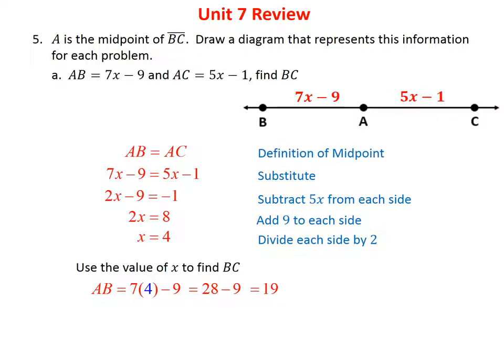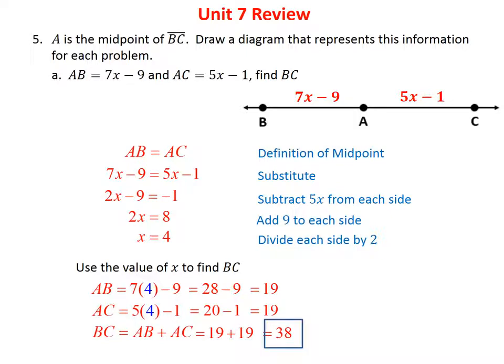We could at this point recognize that AC is also 19 and add them together, but just to check that we did our math right, I'm going to put in AC as well, and now they're both 19, so I know I did this problem right. If you're doing this problem on a test and they're not the same, you know you did something wrong finding X. And now to find BC, we recognize that BC is the sum of AB and AC, so we just add them together, and our answer is 38 is the whole length.